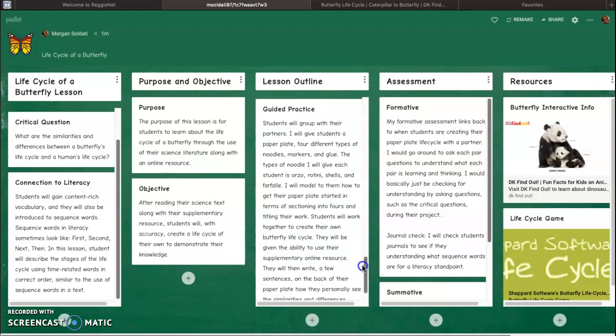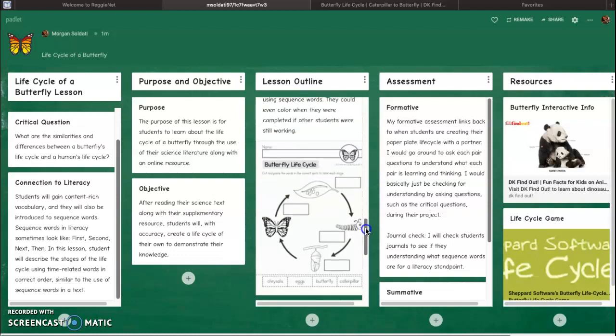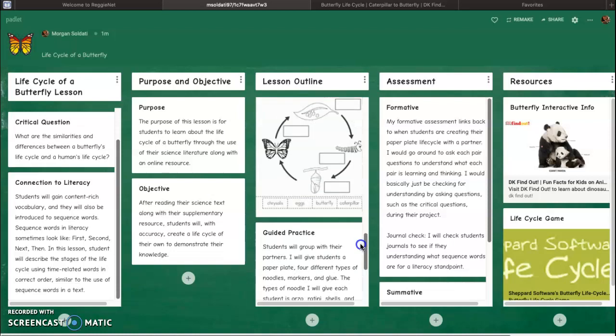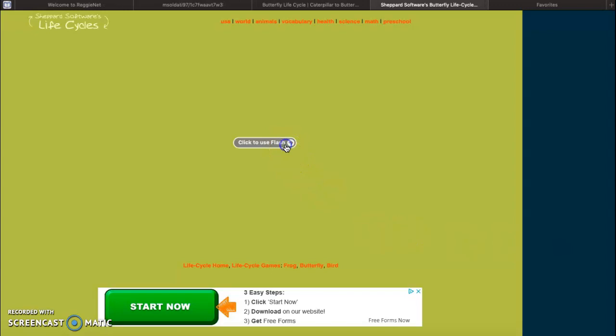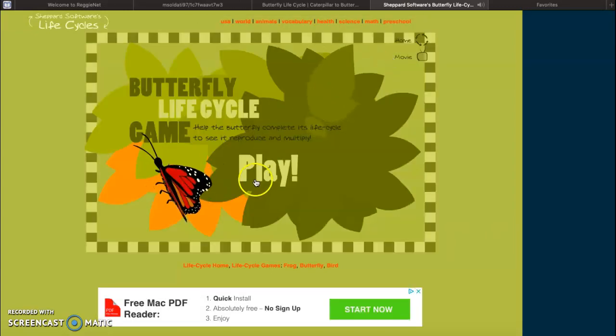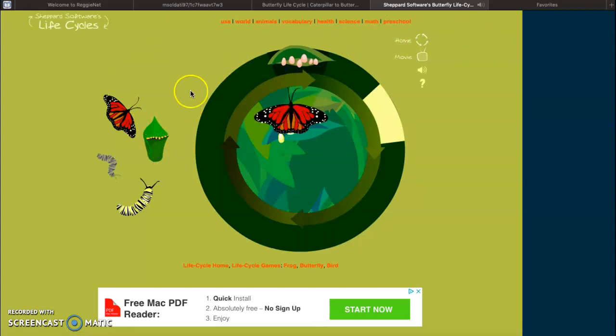But I thought students could use this during their guided practice to make sure that they're understanding and to make comparisons between their own life cycle and the life cycle on the resource. And then I thought a fun game students could play maybe after guided practice, if there was time, is a life cycle game. Click to use. So this is just an interactive game. I don't know if you can hear it, but you just drag the places where they're supposed to be, and it makes cute noises when you get something right.